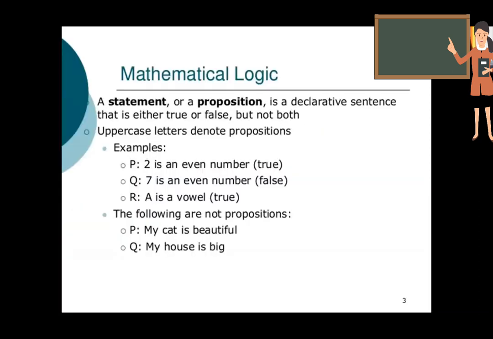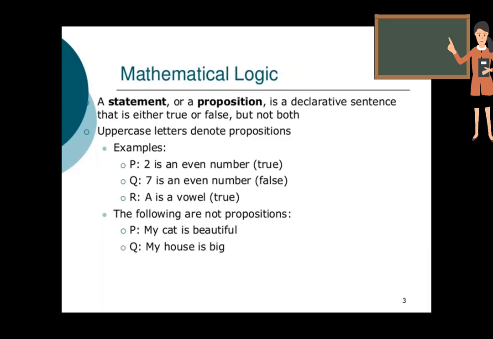Propositions in logic. A proposition is a declarative sentence that is either true or false, but not both. First, we have let P, you can denote it by any capital letter. P: 2 is an even number, and this is true. Let Q, capital Q: 7 is an even number, which is false. We have R: A is a vowel.